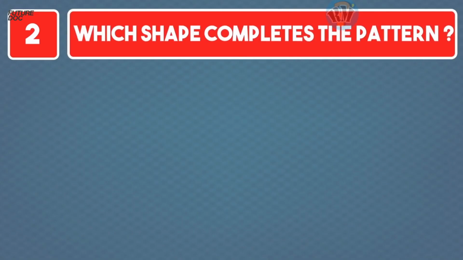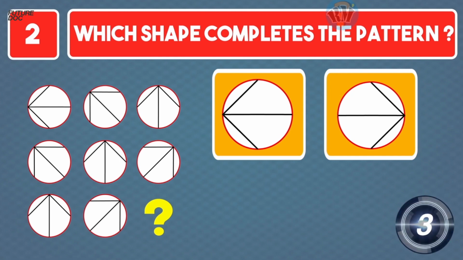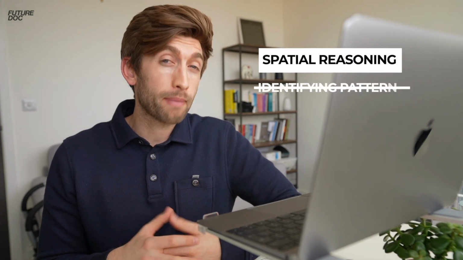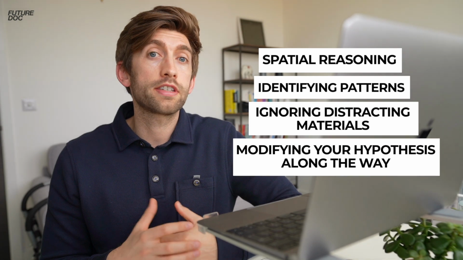So really what they're testing is your spatial reasoning, similar to the kind of thing that you come across in an IQ test. And that means that you're typically identifying patterns between different sets of shapes, and when we introduce a new shape, working out whether it matches either of those sets. So the aim of the abstract reasoning is to test spatial reasoning, identifying patterns, ignoring distracting materials, and rethinking your hypotheses along the way. So let's talk a bit about the question format.